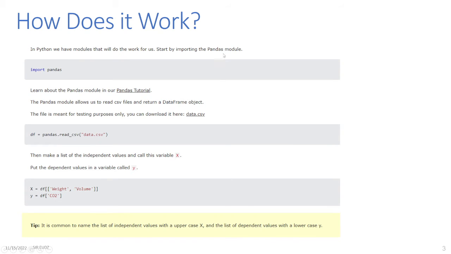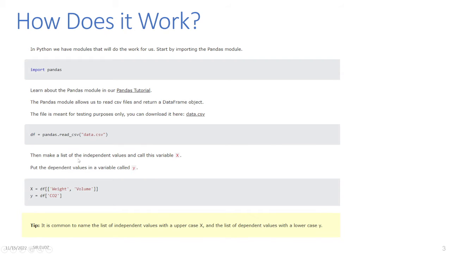Start by importing the pandas module. So we import pandas. The pandas module allows us to read CSV files, as we have done previously in our previous videos, and returns a data frame object. The file is meant for testing purposes only, so you can download it here. I'll be creating a link for this. So data.csv. So df equals pandas.read_csv and then the file name. That is how we read a CSV file and create a data frame for that.